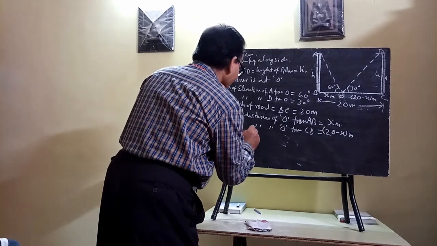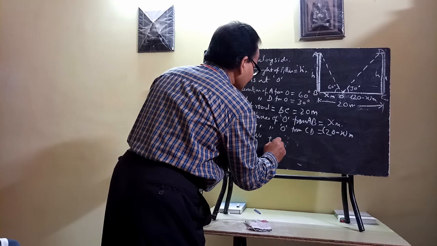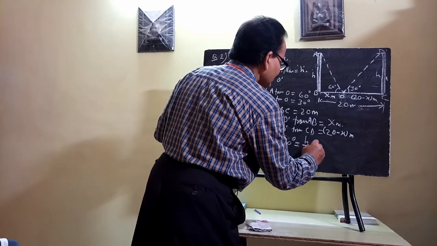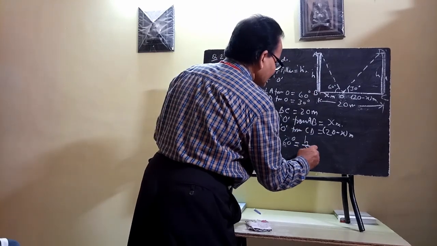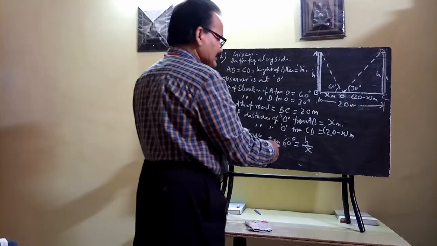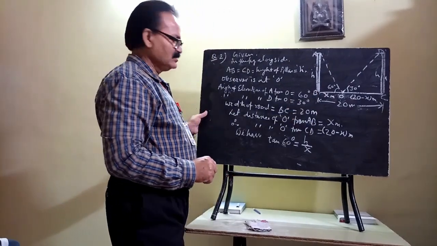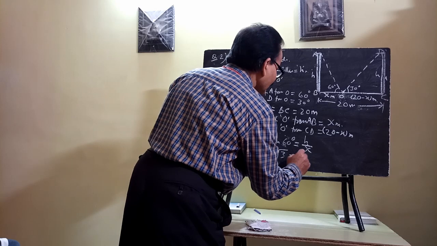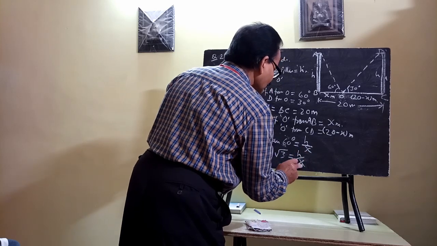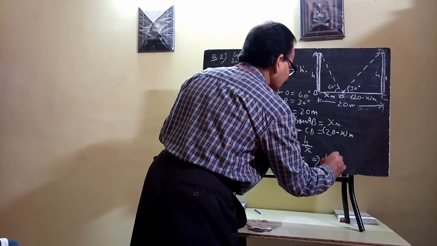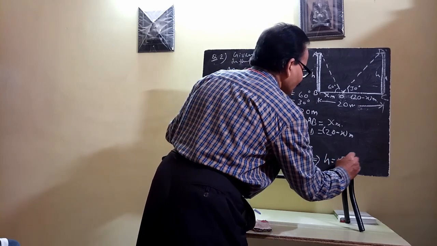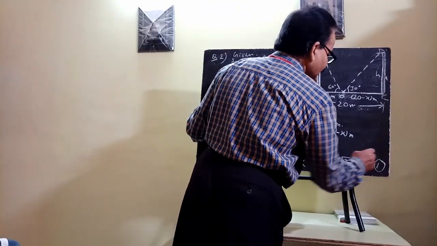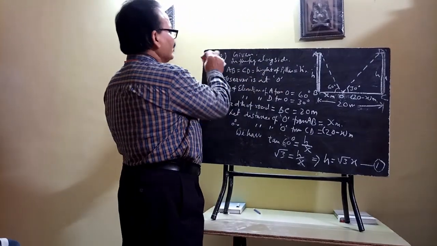So we have tan 60 degree equal H by X, because for the 60 degree angle, X is the distance of the base, and you know tan 60 degree is root 3, equal H by X. So here you can write H equal root 3x meter. So this is your equation 1.